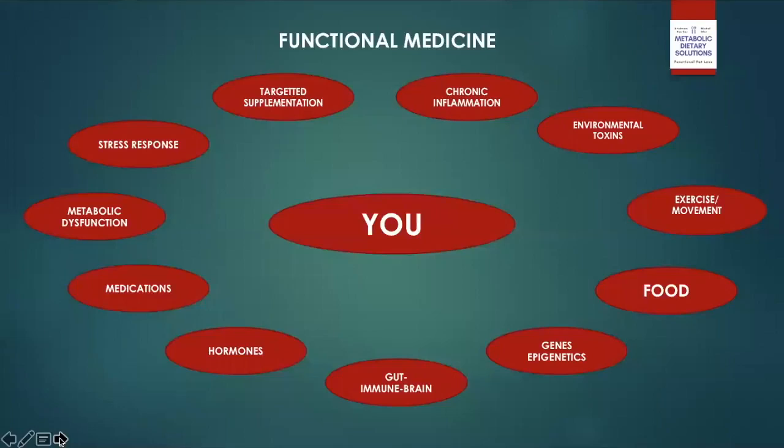Environmental toxins, exercise, food. Now you can see that food is in bigger font. There's a reason. In our world, food is of primary importance. So if you cannot change the way you eat, probably there isn't a lot we can do. Because to us, food is medicine. Food is signals to your genes. Food is signals to your gut microbes. Food is signals to so many different parts of your metabolism. Then come genes and epigenetics, gut, immune, brain, hormones. So besides insulin, cortisol is another hormone which is very important.